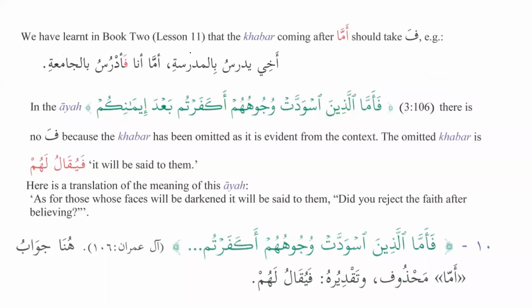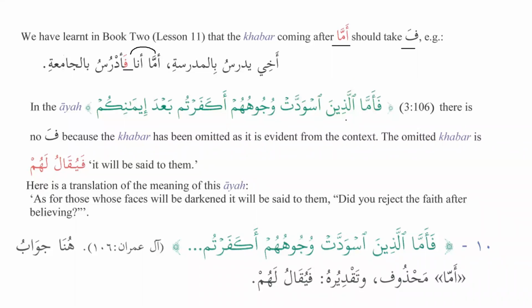We have learned in book 2, lesson number 11, that khabar coming after amma should take fa. You remember the example from the Quran? فَأَمَّا الْيَتِيمَ فَلَا تَقْهَرْ وَأَمَّا السَّائِلَ فَلَا تَنْهَرْ. Okay, so we see that whenever we have amma, after amma we have fa. It is connected to that. And the example that we learned was أَخِي يَدْرُسُ بِالْمَدْرَسَةِ أَمَّا أَنَا فَأَدْرُسُ بِالْجَامِعَةِ. So we know that after amma, we must have fa after that.